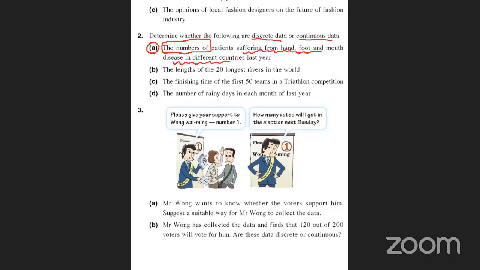And then how about part B? What do you think? The length. When we want to know the length, we need to measure. Therefore, the keywords are not written here, but the key idea is that we need to measure, and then so that we can know the length. Right, then in this case, this is continuous data.